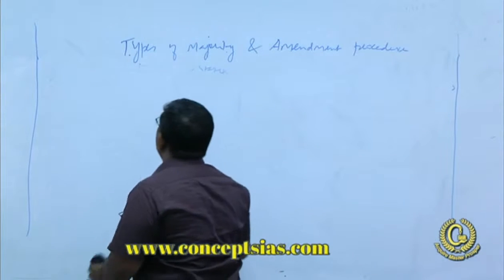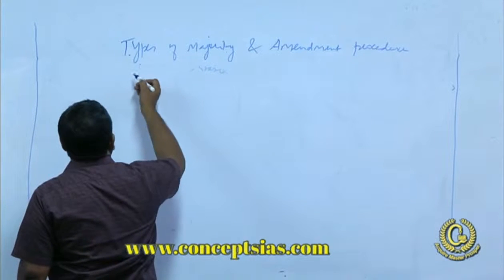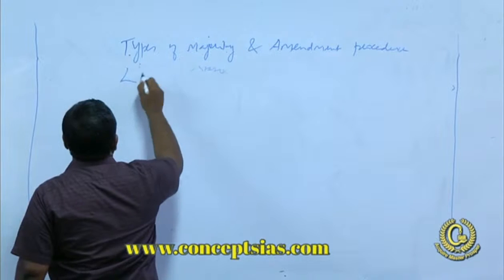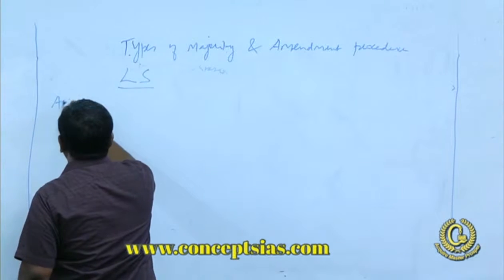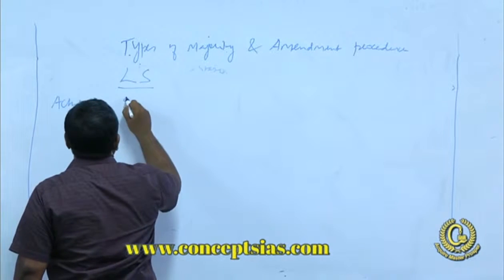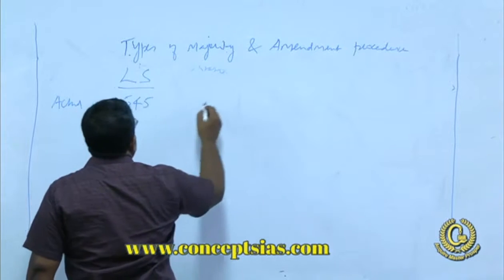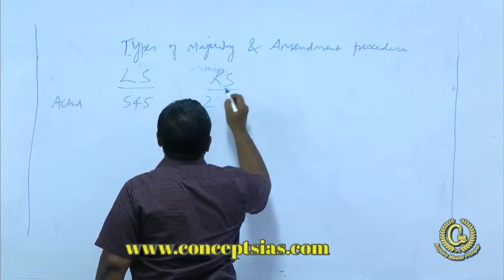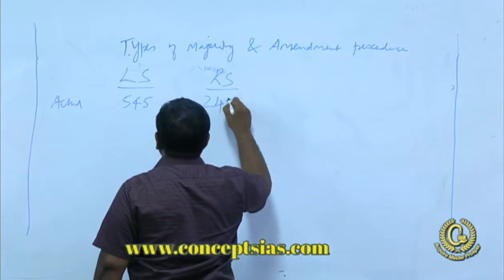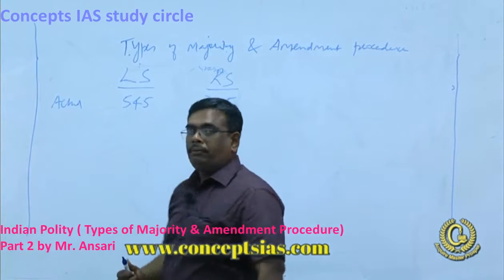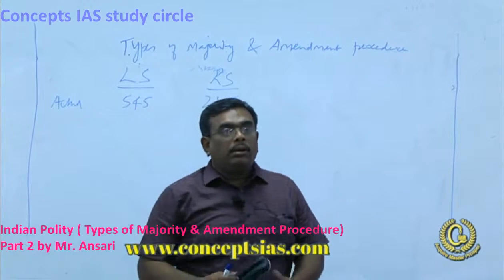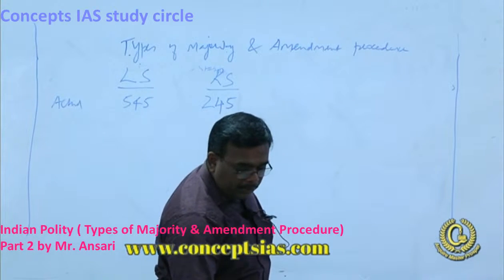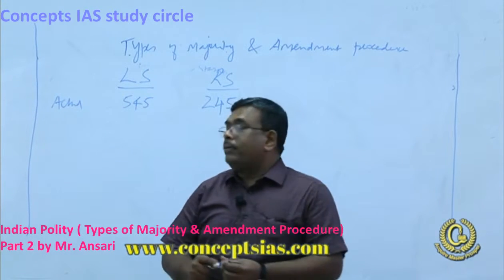Actual strength to work out the majorities. So for Lok Sabha, the actual strength is 545. For Rajya Sabha, the actual strength is 245. Okay? The actual strength is 245.